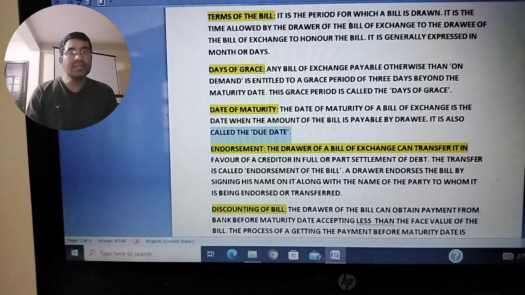It may be expressed in terms of months, say 3 months, 2 months, 4 months, or it may be expressed in days like 40 days, 60 days, 90 days. Are you getting it? So it is the time agreed upon by both the drawer and the drawee to honor the bill. So this is what is meant by terms of the bill. It is definitely the period on which the bill has to be paid by the drawee.